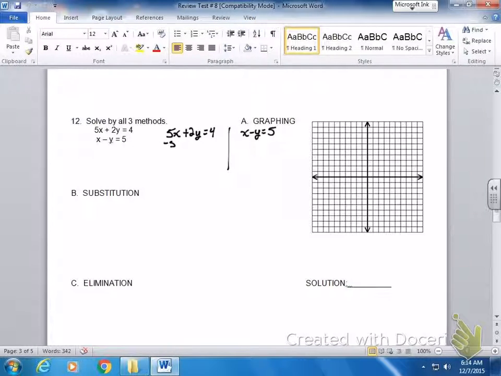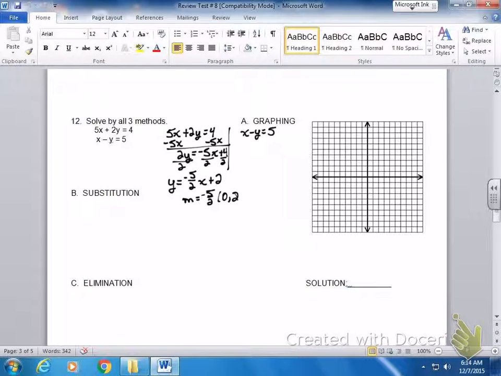I need to move my x's first when I'm solving for y. I subtract 5x from both sides. I get 2y equals negative 5x plus 4. Now I don't need that 2 attached to y, so I divide everything by 2. And I get my equation solved for y to be y equals negative 5 over 2x plus 2. Now I can get my slope and y-intercept. It looks like m is negative 5 over 2, y-intercept 0, 2.